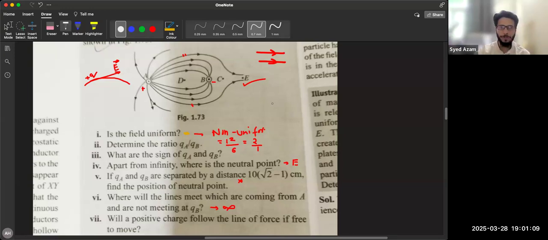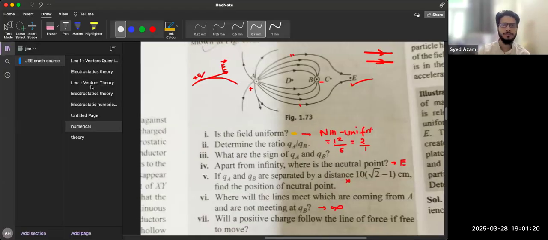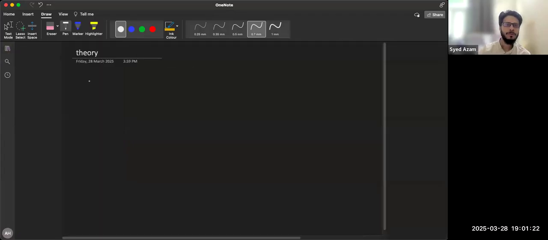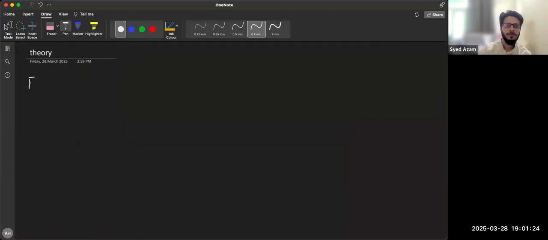Done. Sure. Now, after field lines, the next topic is the path of a charged particle in an electric field, like how field lines will exert force on a charged particle. So the next is force on a charged particle in an external electric field.